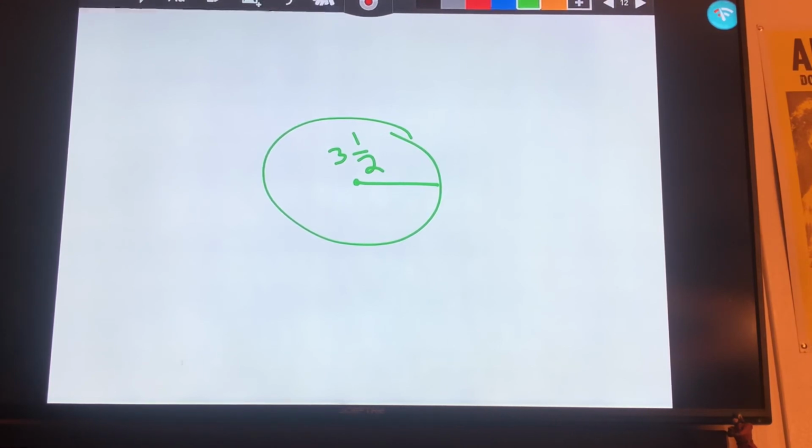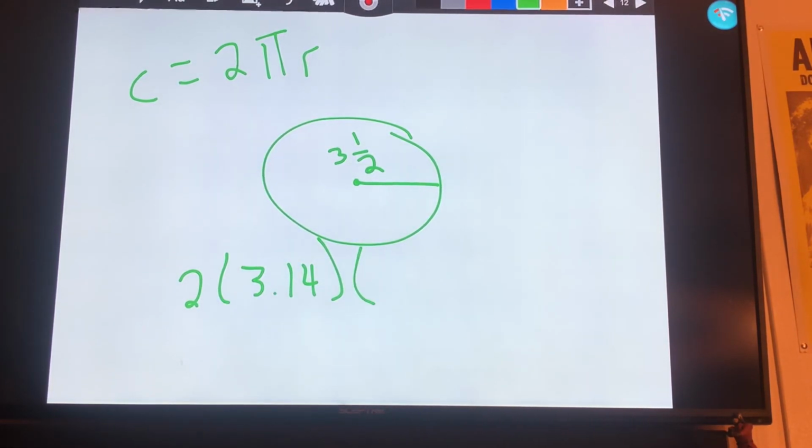Or you can do the circumference for the radius, which is going to be C equals 2 pi r. So we're going to take 2 times 3.14 times 3.5. And when I multiply each one of those numbers together, that will give me 22 inches.